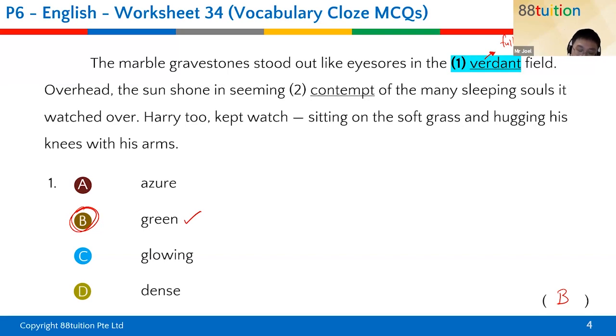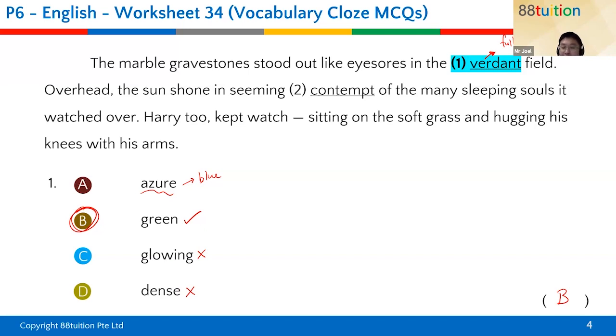We can't say azure. Azure is more of a bluish color. So when something is full of life, normally it's not bluish unless you are on an alien planet. Verdant doesn't mean glowing as well. Verdant doesn't mean dense as well. Dense means it's very thick.